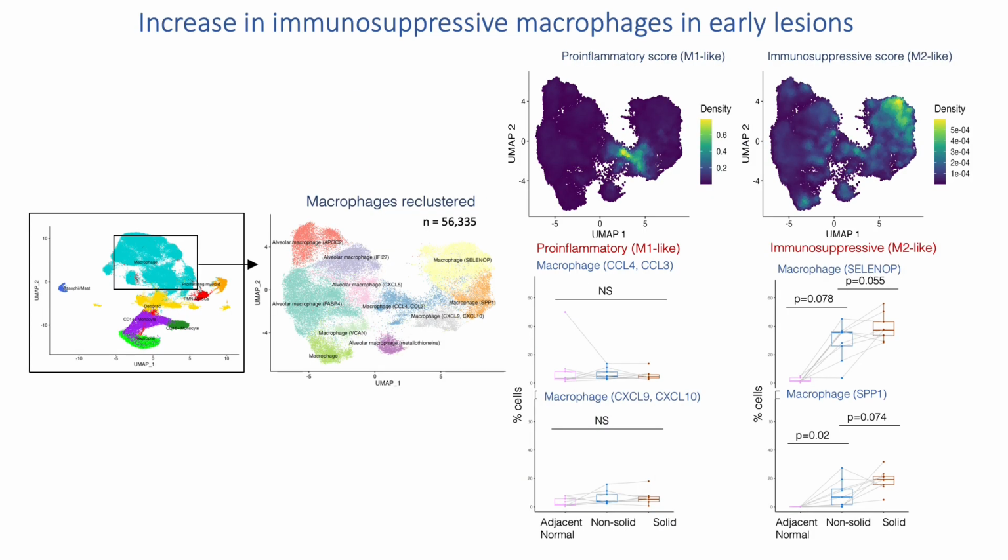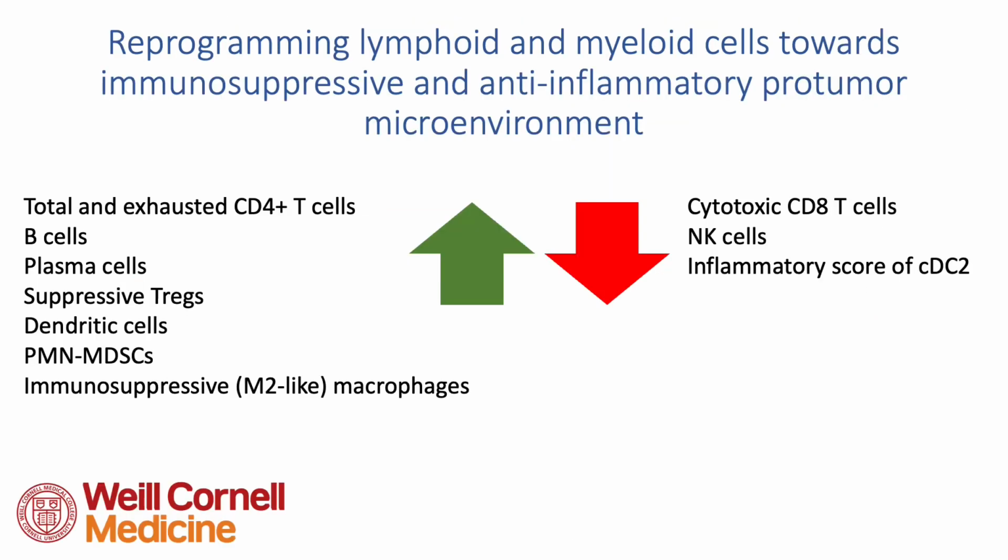We next reclustered the macrophages and characterized them. While the immunosuppressive or M2-like macrophages increased in non-solid and solid samples, the pro-inflammatory or M1-like macrophages remained the same. Interestingly, the M2 macrophage cluster that expresses SPP1 was uniquely expressed in the lesions and not in the normal tissue. A recent study identified SPP1 as a potential biomarker for early lymph node metastasis in lung adenocarcinoma.